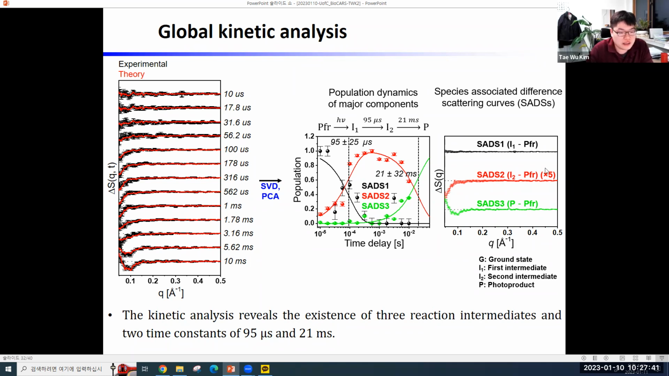Also, these spectra show the species-associated spectra. As you can see in this slide, you can see the very clear spectral difference in the scattering curve in SAXS and WAXS. Based on these spectra, I did some additional structural analysis based on our collective scattering curve.